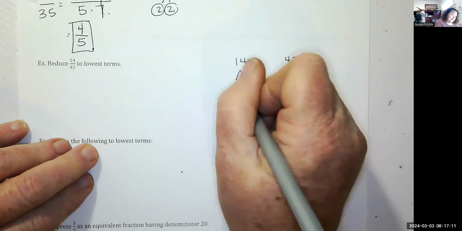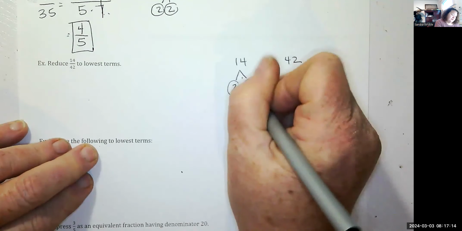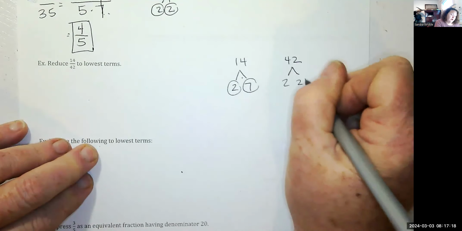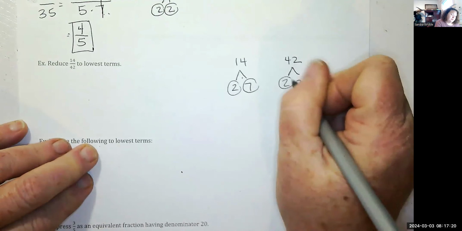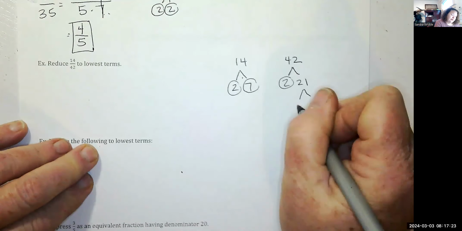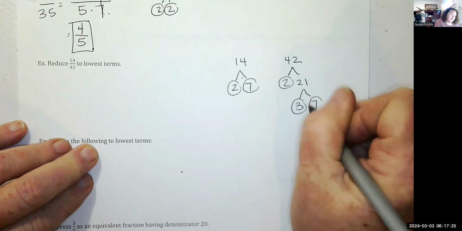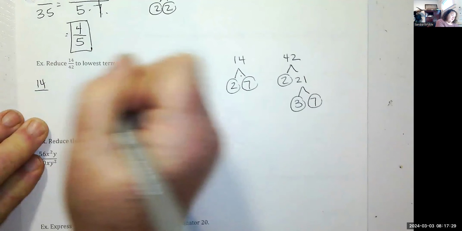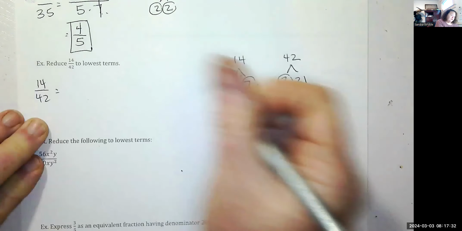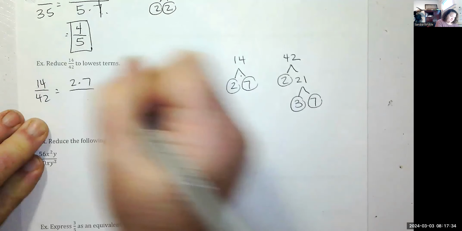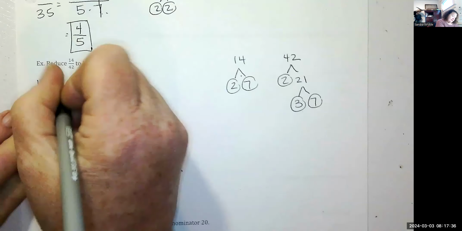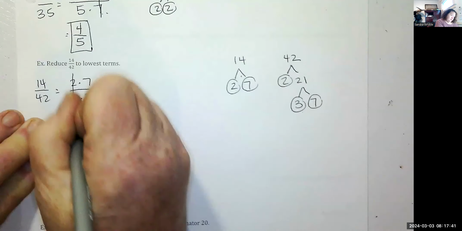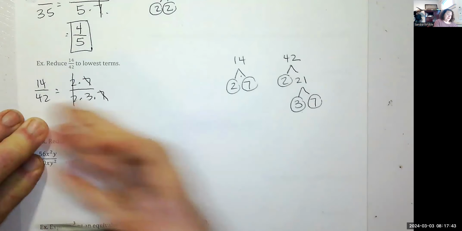14 breaks down into 2 and 7. That's as low as it's going to go. And then 42, I'm thinking of 2 and 21. 2 is a prime, so 21 breaks down into 3 times 7. And those are both prime. So 14 over 42. 14 is 2 times 7. 42 is 2 times 3 times 7. I can cross out the 2's. I can cross out the 7's. Okay.